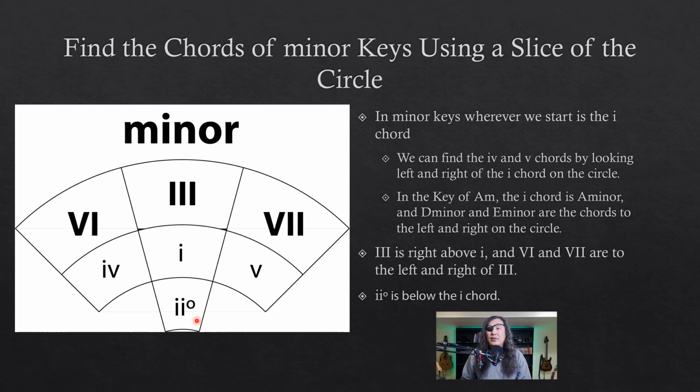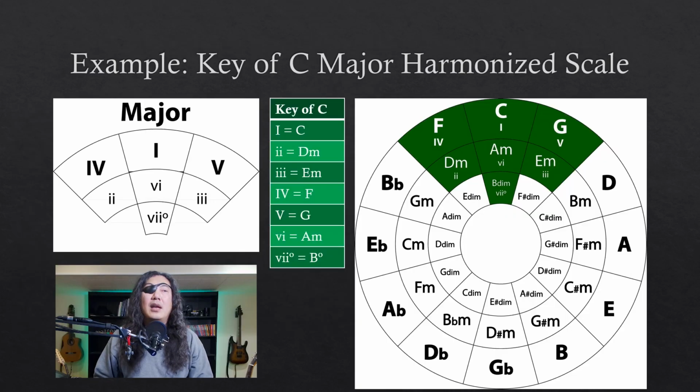So for example's sake, if we take that major slice and we lay it so that this 1 chord is laying on top of the C, we look to the left and the right, and we have our 4 and our 5 chords. C, F, and G are all major in a major key, in the key of C major. So C major, we have C, F, and G as our major chords.